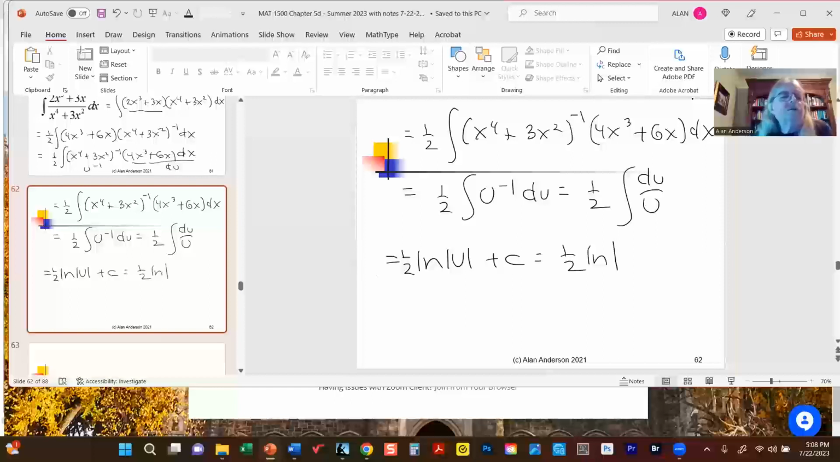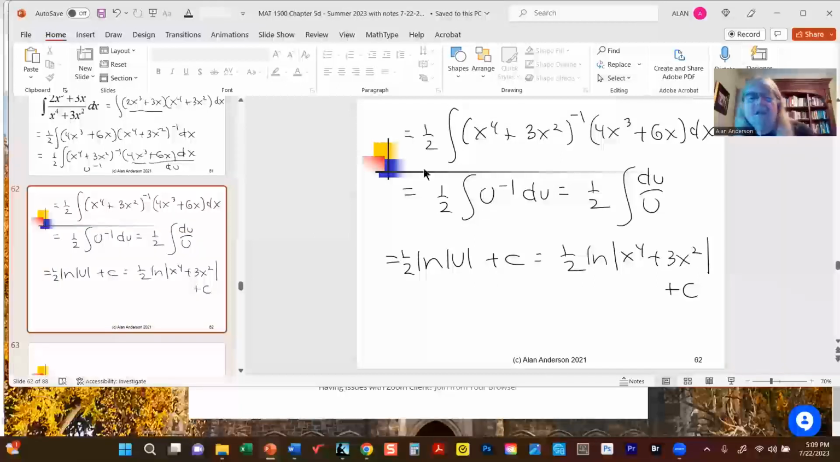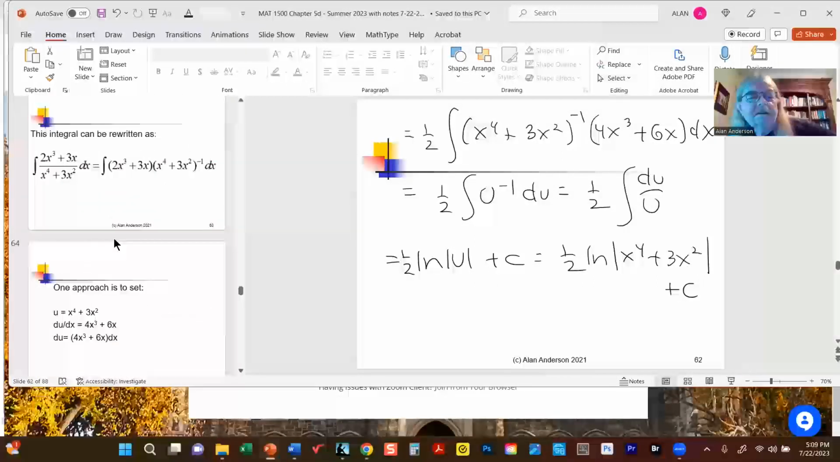And you recall that u was chosen to be x to the 4th plus 3x squared. And then, of course, we can't forget the c. And that should do it.